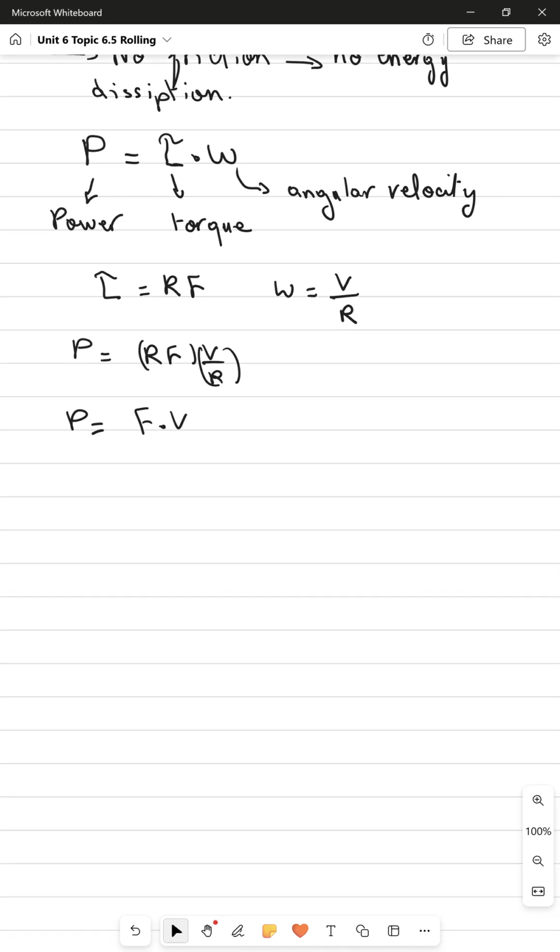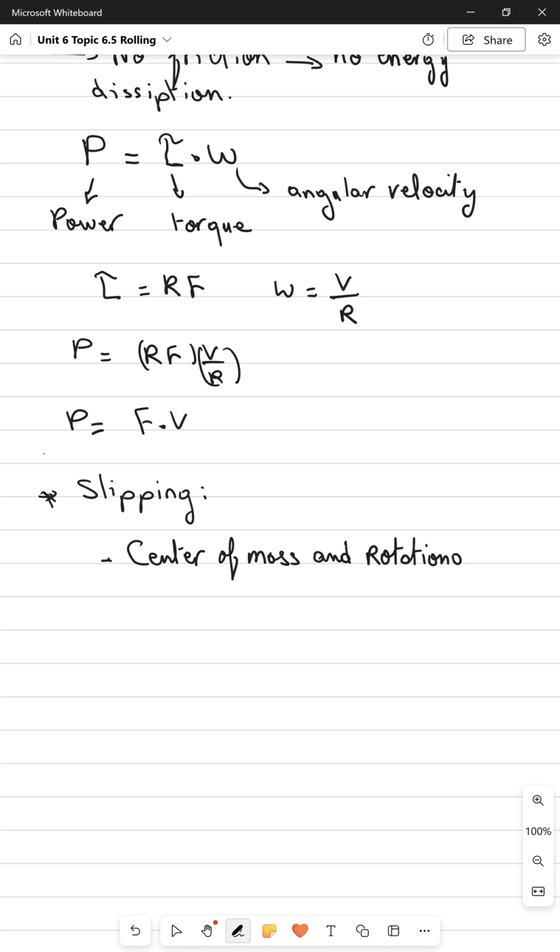The last part is if we have slipping. Now, for the case of slipping, we will not be asked to calculate it. We are just going to be asked to describe it. So, when slipping, first thing, the center of mass and rotational motion cannot be directly related.